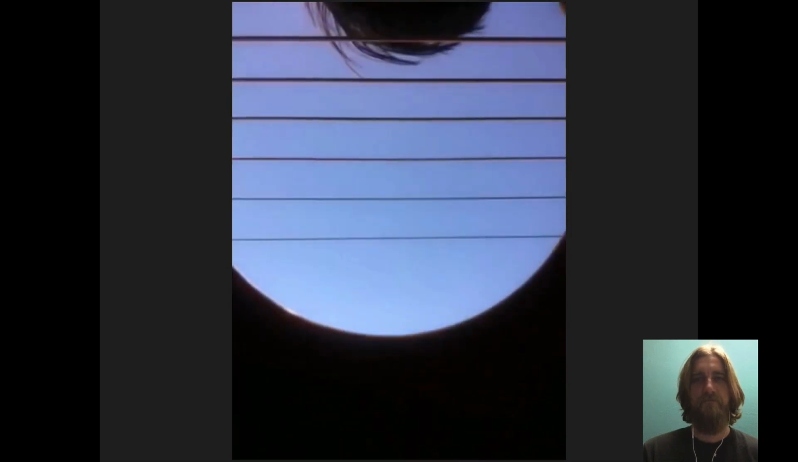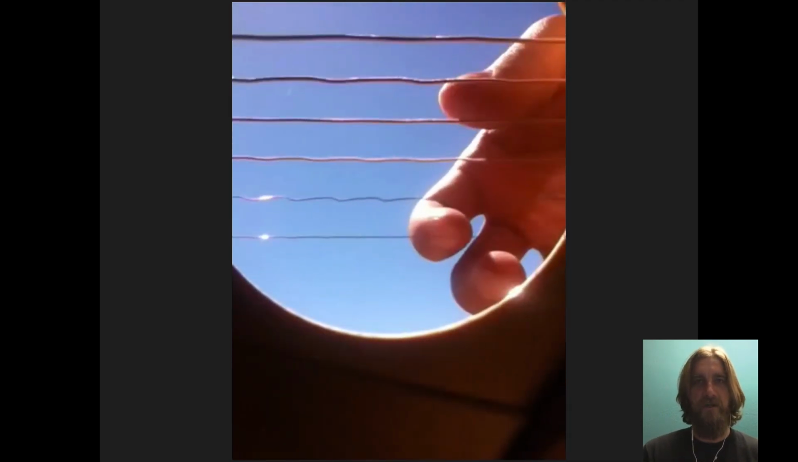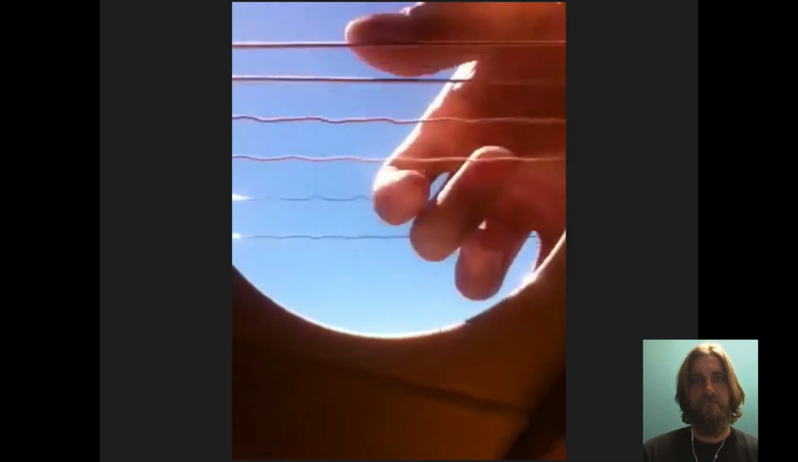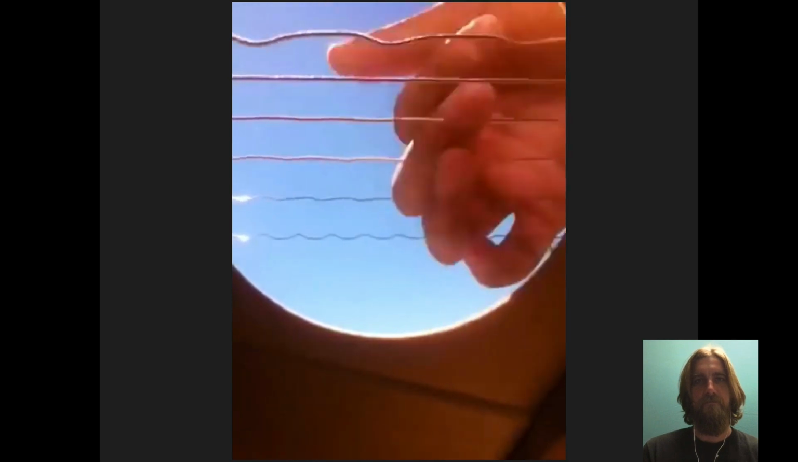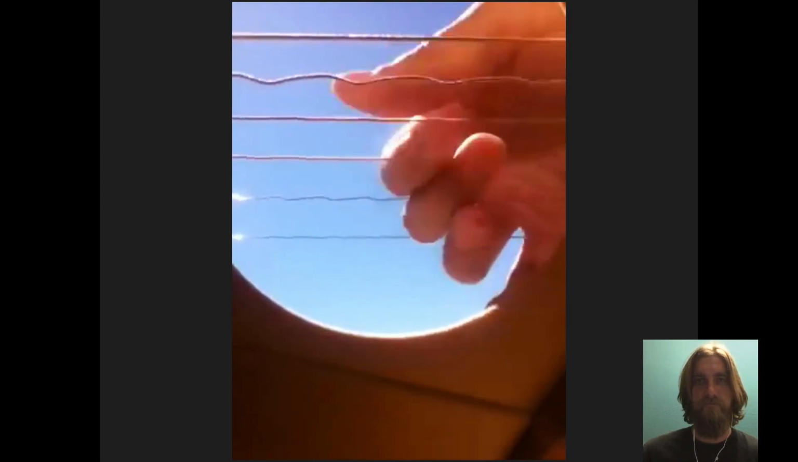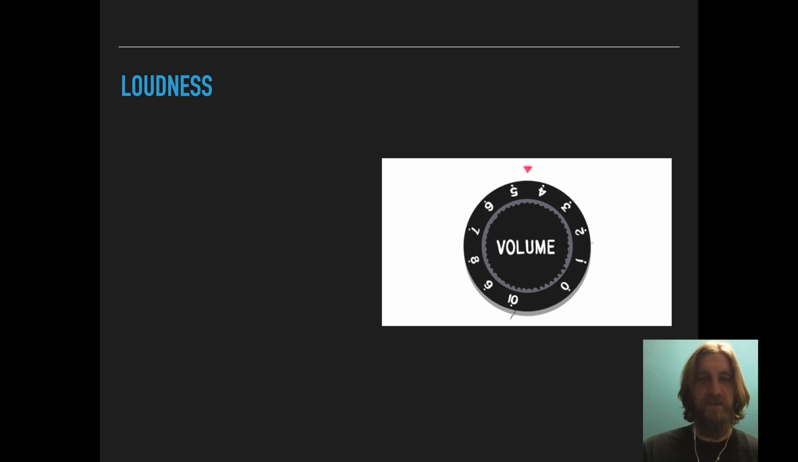This is a cool video just to show you what different strings on a guitar look like, as you see frequency moving in the physical world. It's pretty cool, right? What we've got there is different strings of different width and size, and they're vibrating at different speeds and frequencies, which is what causes the differences in pitch.